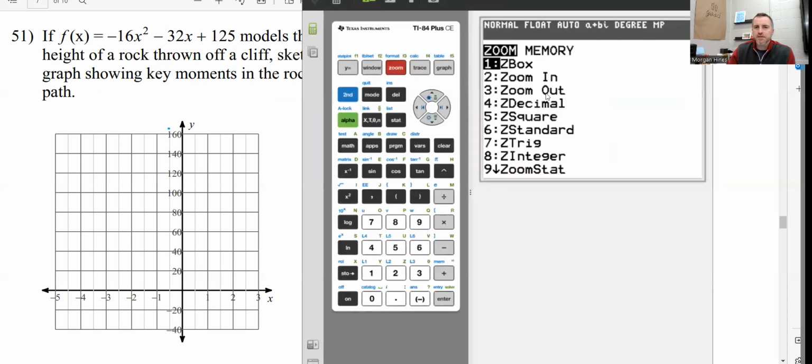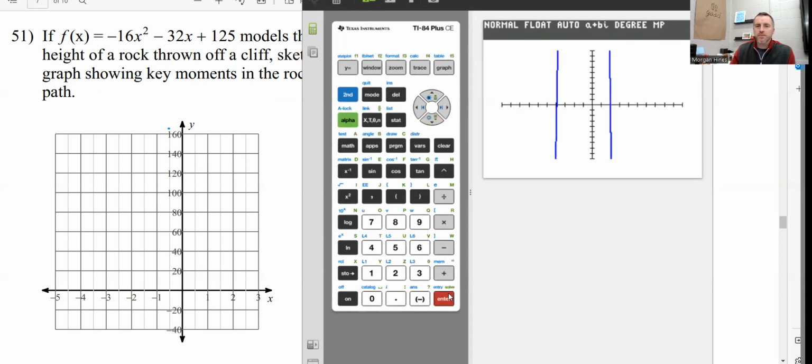Notice that when you hit zoom, it gives you all these options: zoom in, zoom out, zoom to the stats that you put in. Zoom standard is what we're doing right now, because we want the standard window, which is what your calculator automatically does most of the time. And you'll see that you don't see a whole lot. It doesn't even look like a quadratic. People will say, oh, it's just two straight lines.